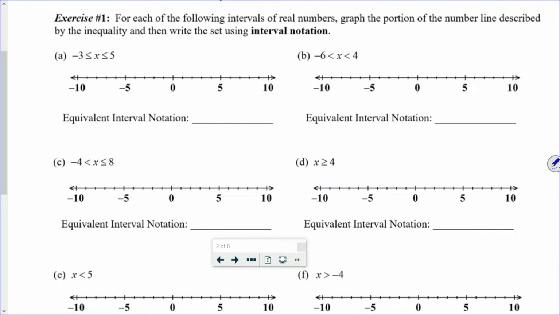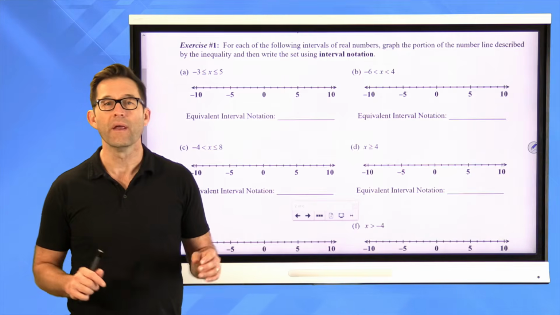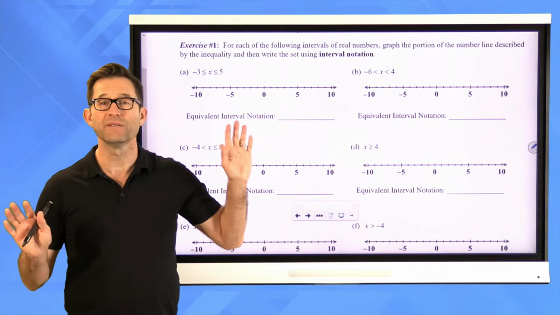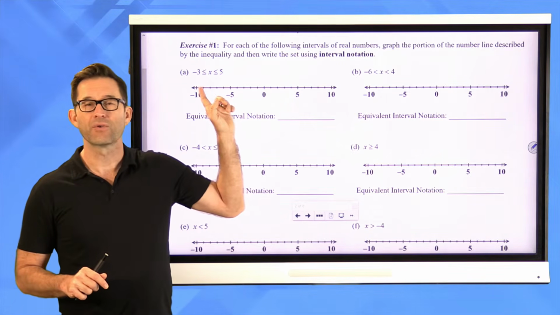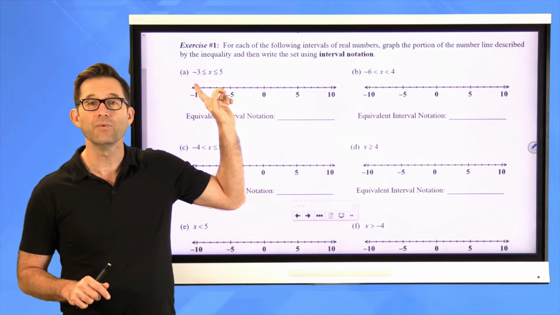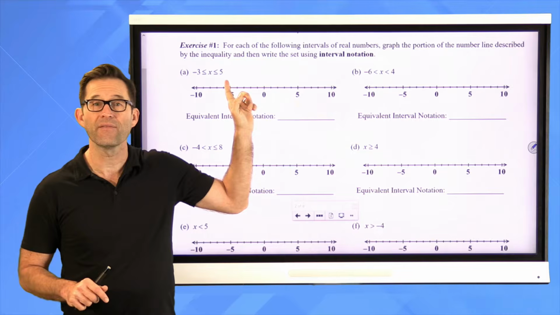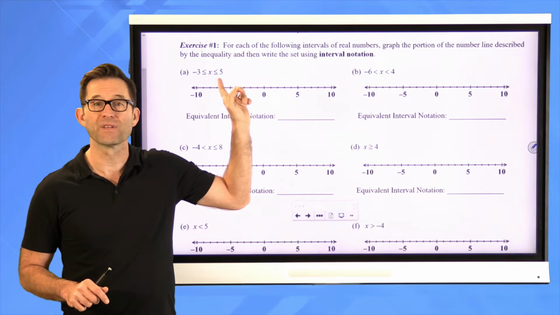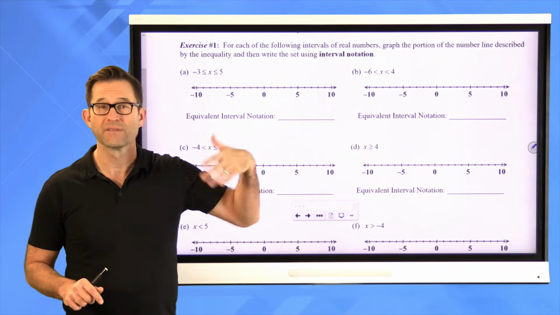For each of the following intervals of real numbers, graph the portion of the number line described by the inequality and then write the set using interval notation. Okay, so great. In letter A, let's start with the easiest example of all. We've got a stretch that starts at -3, it ends at 5, and it includes both the -3 and the 5 because of those equal signs underneath the less than symbols, right?